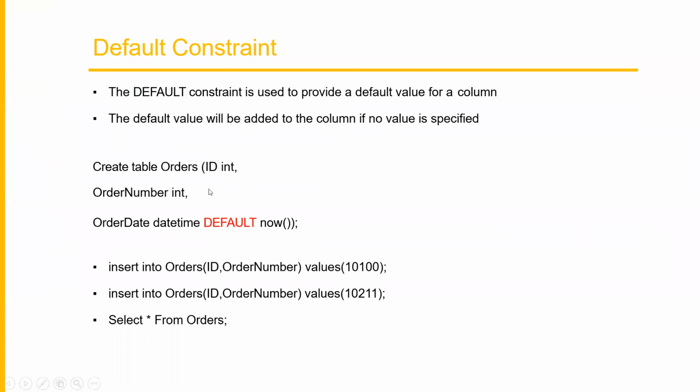Now, default constraint. What is default constraint? So default constraint is used to provide a default value for a column. The default value will be added to the column if no value is specified. So while inserting a column value, if we do not specify any value, the default value which we defined at the table creation will be assigned to that column.